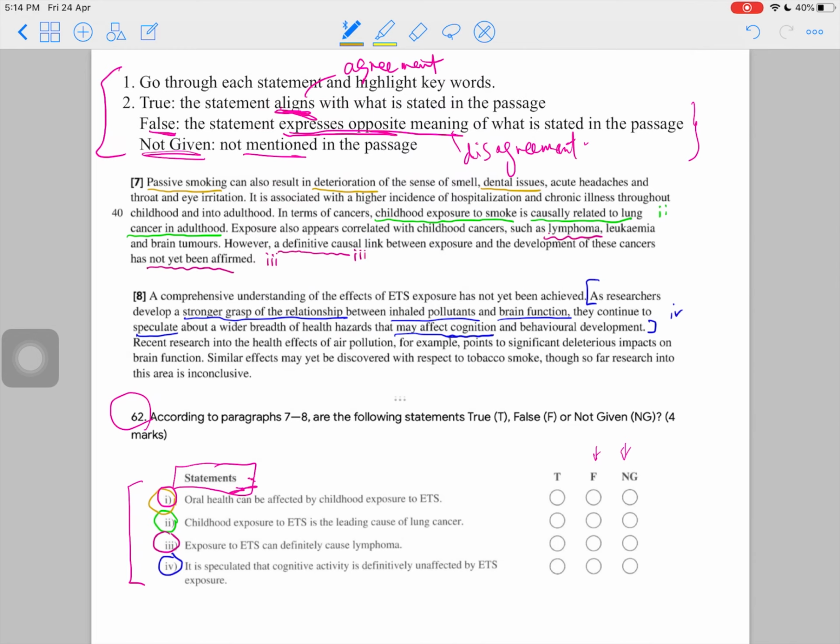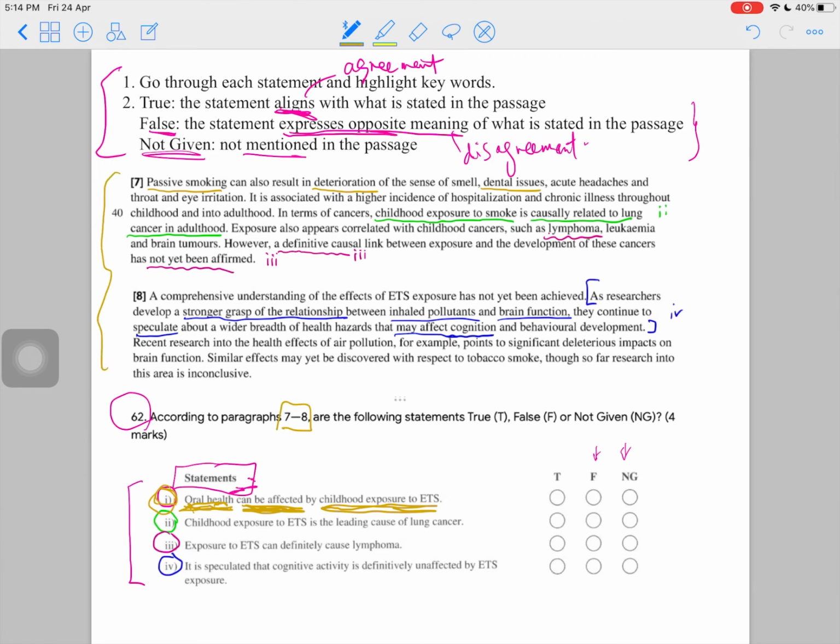I'll use the yellow. So oral health, quite important to underline the words in the statement. Oral health can be affected, influenced, positively or negatively by childhood exposure to ETS. So let's look for these keywords. Let's look for anything that has to do with oral health. So starting with paragraphs 7 to 8, right? So we're here, 7 and 8.